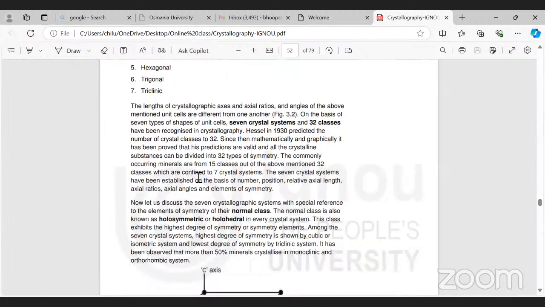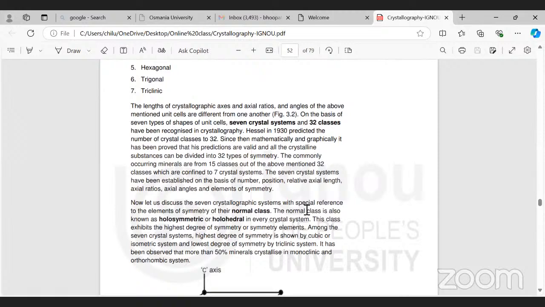So how can we divide that? The length of a crystallographic axis depends on their axial ratios, and it depends on their angles. The angles are formed by the axes passing through the corners. So different crystals have different shapes based on their unit cells.